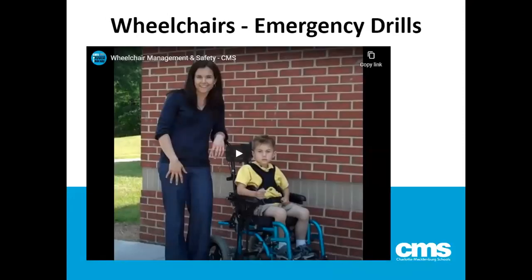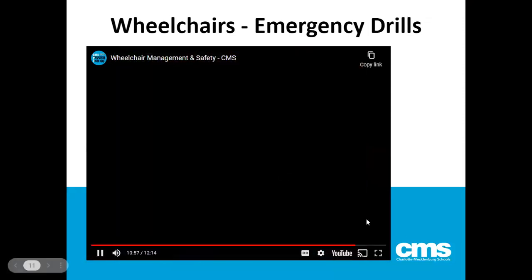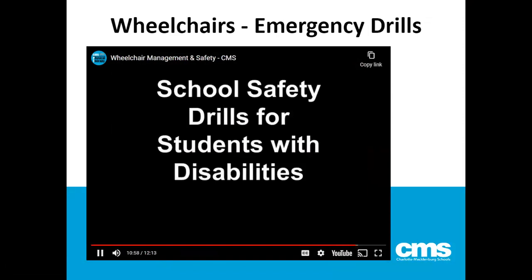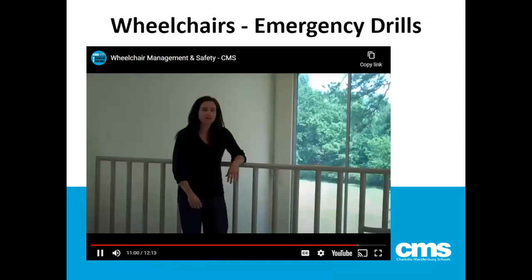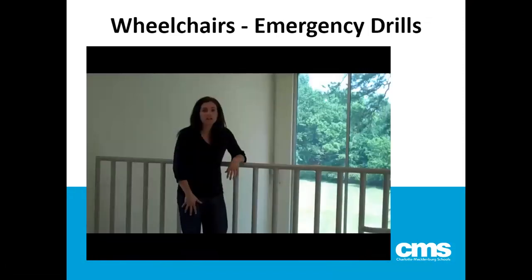Let's review emergency drills now. During a fire drill, it is important that the child in a wheelchair tries to follow the same route as his typically developing peers. If that child happens to be on an upper level, he would be escorted to the area of rescue, which is designated by the fire marshal. At that time, an adult would stay with the child until the fire company comes to rescue the child.